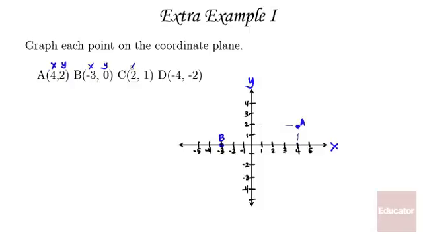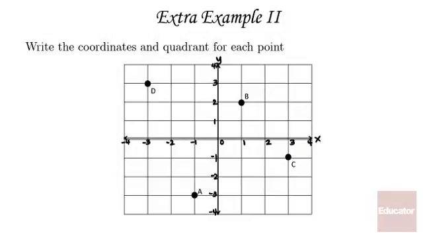Okay, and then next, 2 is x, y is 1. So where do they meet? Right there. That is C. The next is negative 4, negative 2. Negative 4 on the x is right there. Negative 2 on the y is right there. So then right there, they intersect at that point right there. And that point is called D. Okay? So that's it for this example. The next one, write the coordinates and quadrant for each point.